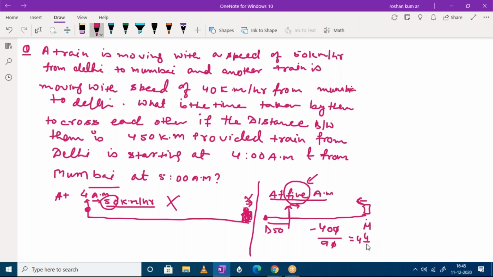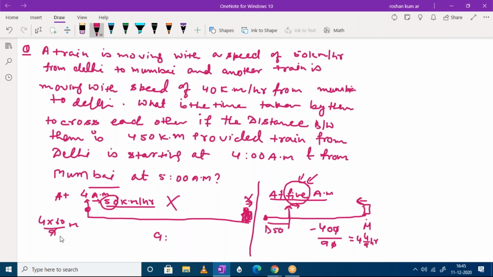4 by 9 again. So many hours from here. So it is 5 o'clock. From 5 o'clock, 4 hours will be 9 o'clock. 4 by 9 hour again. So it will be 9 o'clock. And 4 by 9 hour is how much? 4 into 60 divided by 9 minutes.